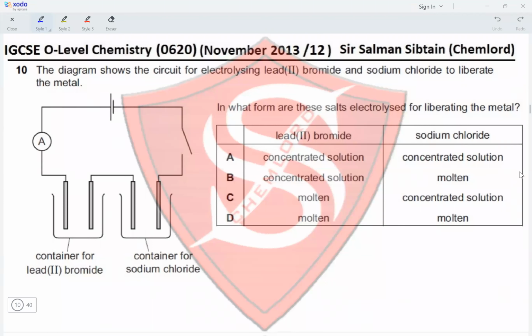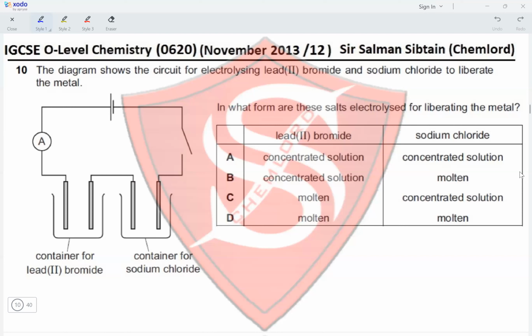Question 10. The diagram shows the circuit for electrolyzing lead bromide and sodium chloride to liberate the metal. In what form are these salts electrolyzed for liberating the metal? So the metals liberated would be lead and sodium. The only way in which we can get lead and sodium to be liberated would be if both of the electrolytes are in the molten state. Because if we had concentrated solutions or dilute solutions, we would not get the metal being liberated, we would get hydrogen being liberated. So in order to get the metal, only the molten electrolyte can be used so that there is no presence of hydrogen in the electrolyte.